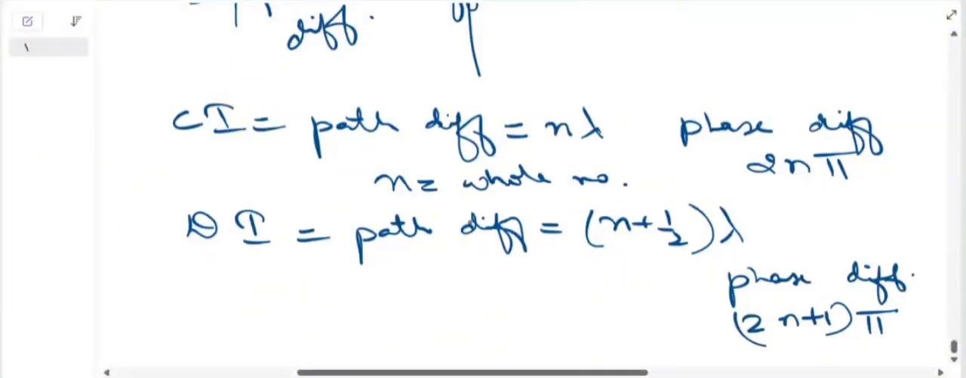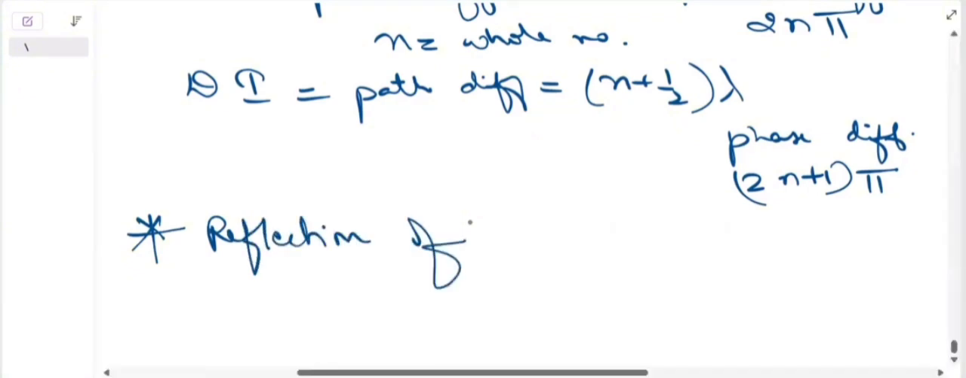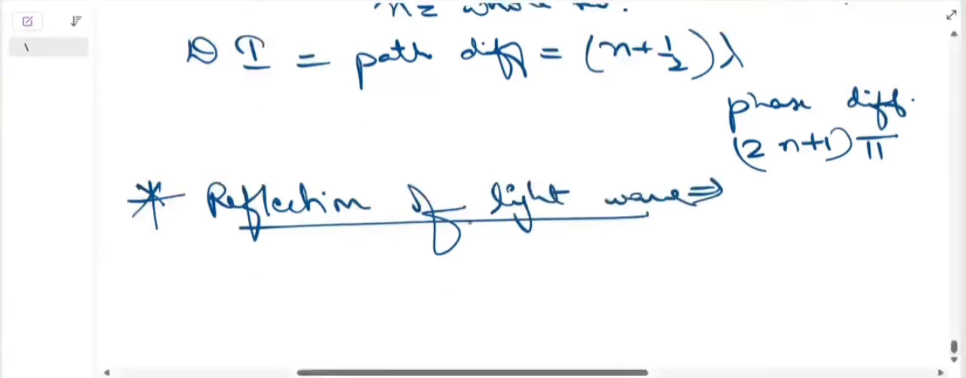Now after this, let's do study of reflection and refraction of wave in the case of light wave. So are you aware what is reflection and refraction of light wave?